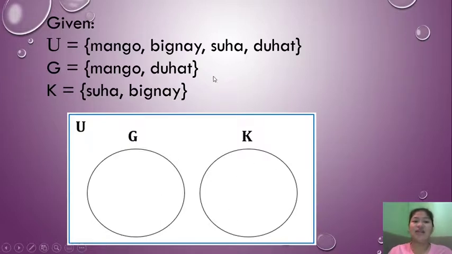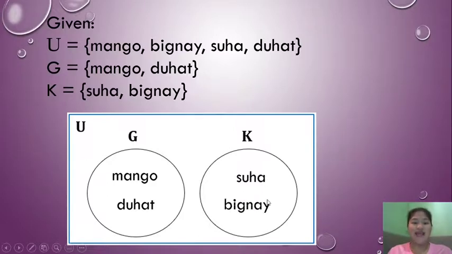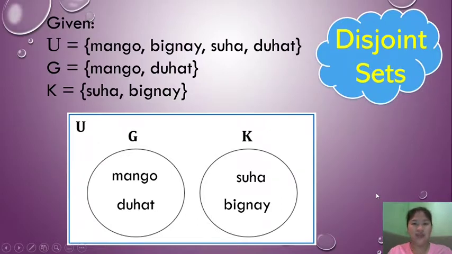And let us now write down the elements of set G. Mango and duhat. How about the elements of set K? You have suha and bignay. And then let us check the universal set. Meron po bang nawawalang prutas sa universal set natin? So dahil wala po tayong isusulat sa labas ng dalawang circles. If this is the case, na hindi po magkadikit ang ating circles, we call these sets as disjoint sets. Meaning to say, the two given sets have no common elements.